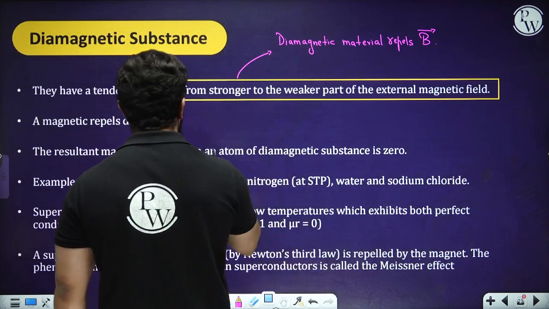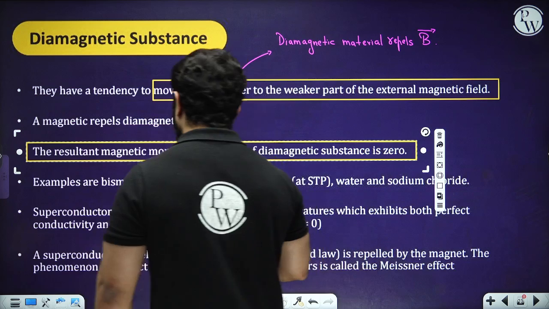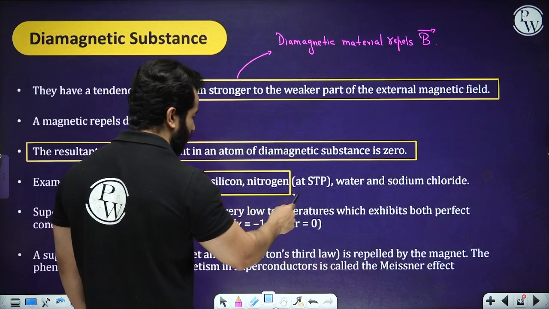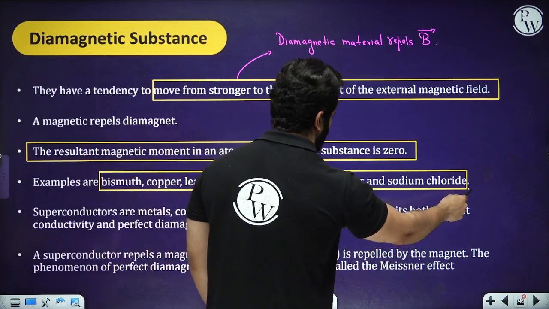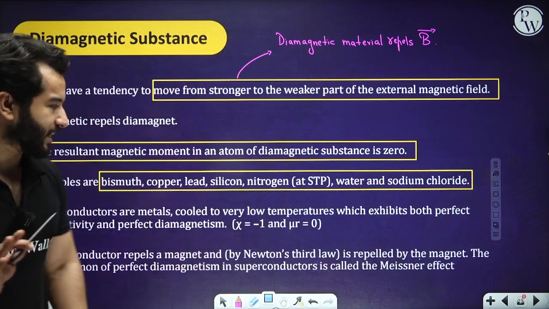That's what we started this topic with, right? Examples are very, very important: bismuth, copper, lead, silicon, nitrogen at STP, water and sodium chloride. Extremely important. In NEET, NTA can ask for the examples, right?